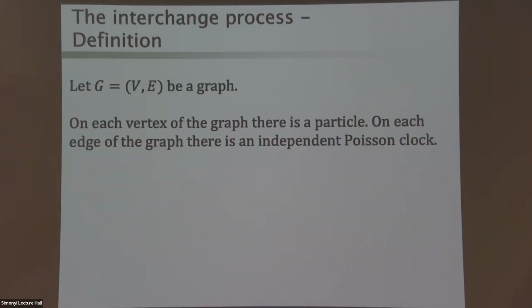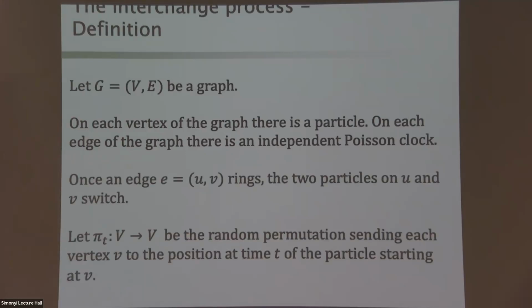Right, so here's the exact definition. You take a graph G, can be either finite or infinite. On each one of the vertices of the graph, there is a particle, a distinguished particle. And on each edge of the graph, there is an independent Poisson clock. If you don't know what a Poisson clock is, it just means that each edge rings at random times. And if you run the process up to time t, each edge will ring on average t times and at random times.